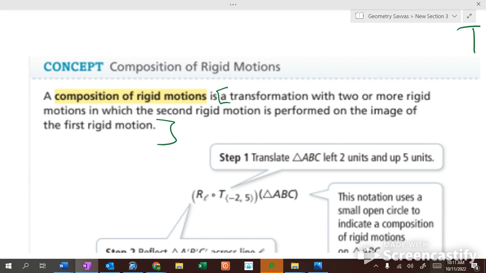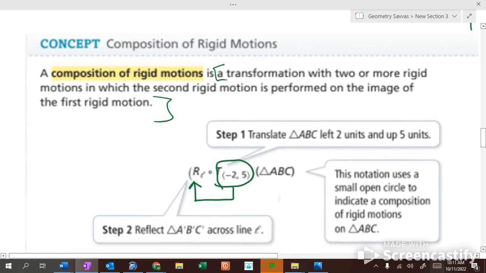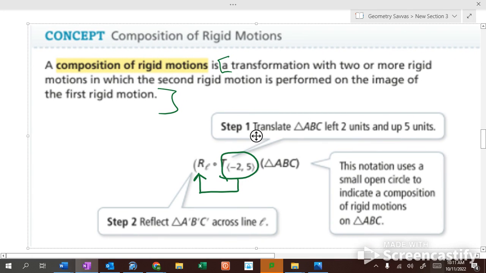So, when we do a composition of rigid motions, we're going to do the one on the right first and then the one on the left. So the order that we do them is this one first, then we do this one. So in this case, we would translate 2 to the left and 5 up, then we'd reflect across the line L. Okay? That's how we would do that. We have to do this first, then we do this second in a composition of transformations.